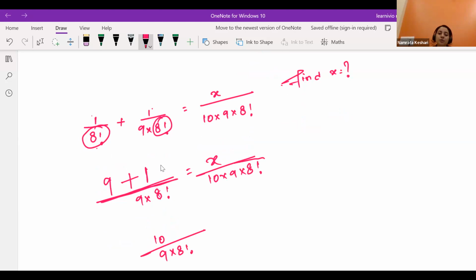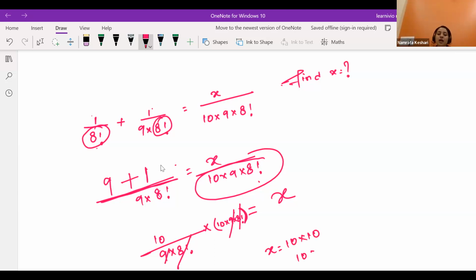If you want to remove everything from the denominator of x, because we want to find the value of x, you can shift everything on the other side and it will get multiplied. Okay, division becomes multiplication. So this will be 10 into 9 into 8 factorial. See, 8 factorial, 8 factorial gone. 9, 9 gone, and x value is 10 into 10, that is 100. Can you see how easily we got the x value? Yes, ma'am.